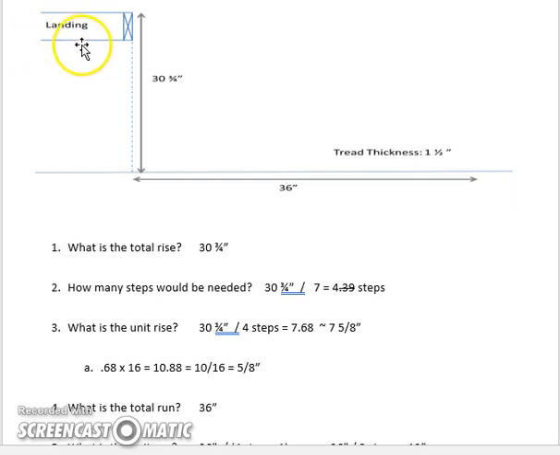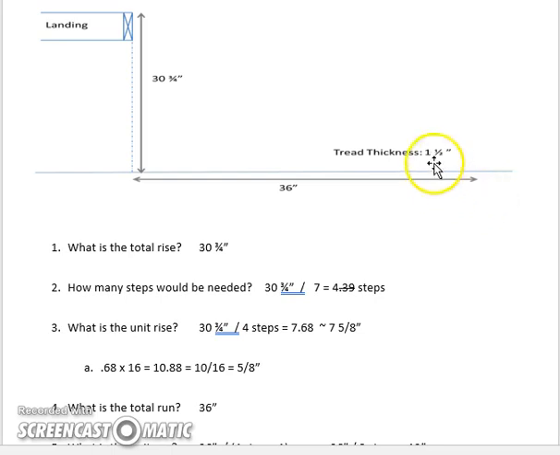Right here is the landing. The landing is the second story that we're trying to get to, be it the second story of a house, be it a deck or a porch, whatever we're trying to get to. Down here is our first story or floor or ground or whatever you want to call that. So our total rise is right here, and it's marked by the 30 3/4 dimension right here. So it goes from here up to the top of the landing. Our total run goes from this arrow here all the way over to where our steps are going to end.